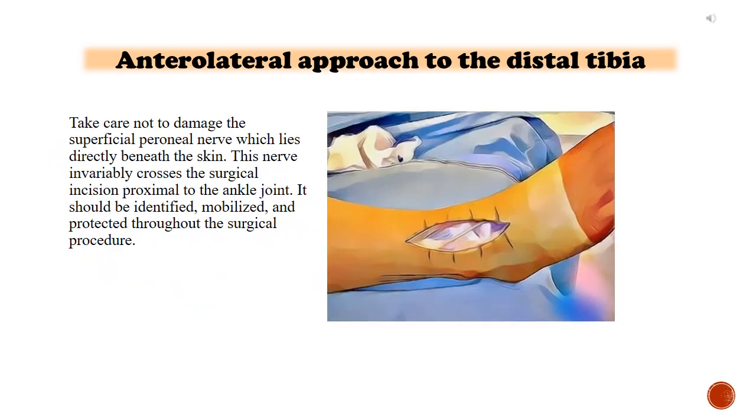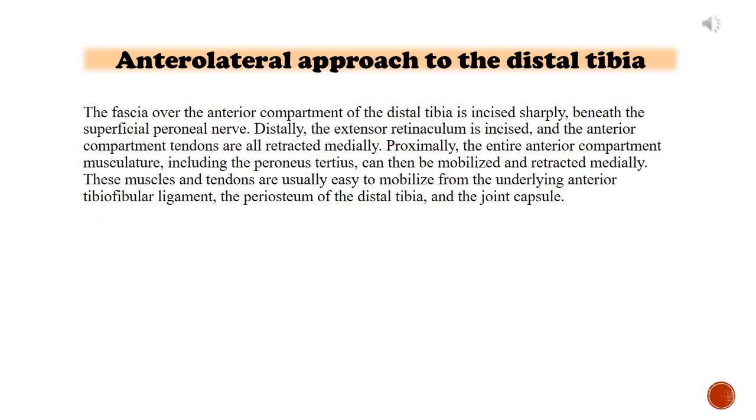Take care not to damage the superficial peroneal nerve which lies directly beneath the skin. This nerve invariably crosses the surgical incision proximal to the ankle joint. It should be identified, mobilized, and protected throughout the surgical procedure. The fascia over the anterior compartment of the distal tibia is incised sharply, beneath the superficial peroneal nerve.